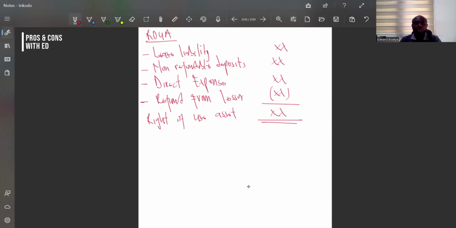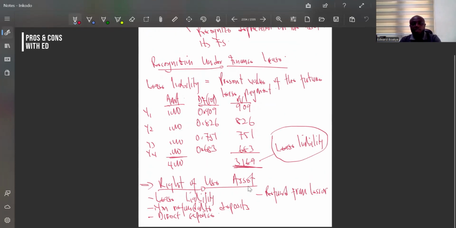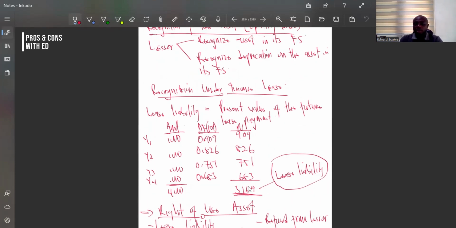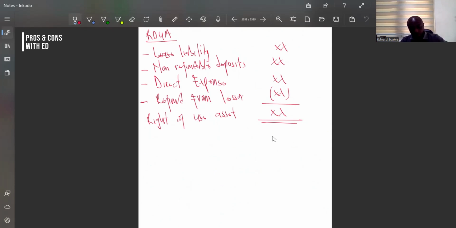So if you can see, we have the cost of the right of use asset or the current amount of the right of use asset, and we also have the lease liability. So the lessee, in this case, because it's a finance lease, first recognized a lease liability, and also recognized the right of use asset. But subsequently, how is it going to be? The subsequent recognition.